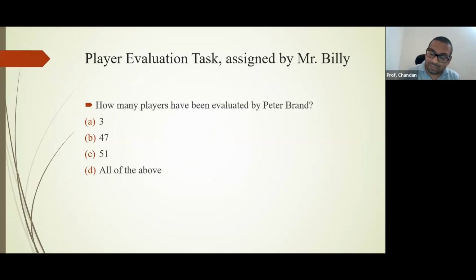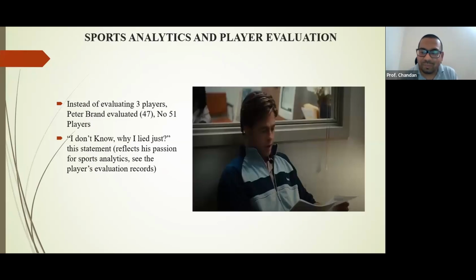51 players. 51 players. So I have quoted the same statement which we can all see in the movie Moneyball, right? Instead of evaluating 3 players, Peter Brand said 47, but he agreed later on that he evaluated 51 players, right? And the statement exactly I have quoted from the movie. I don't know why I lied. So this statement, if you observe in the movie Moneyball, reflects his passion for sports analytics, right?